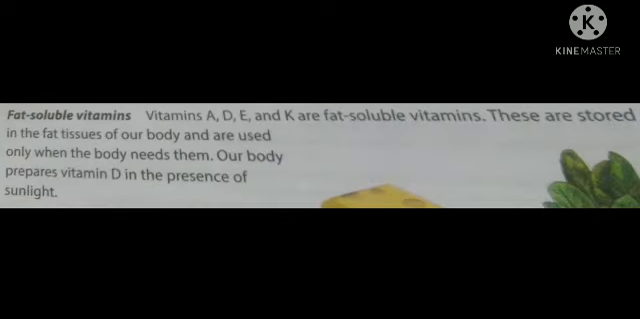Another component of food is called vitamins. Vitamins are needed for the proper functioning of our body. They help in keeping our eyes, bones, teeth, and gums healthy. There are 13 vitamins, each of which has a specific function. Vitamins are of two types: fat soluble vitamins and water soluble vitamins.